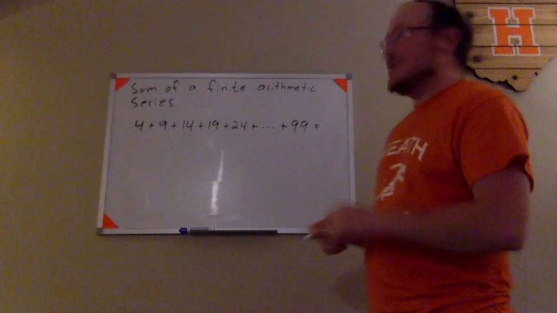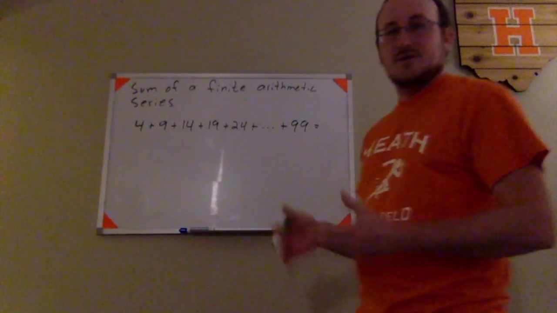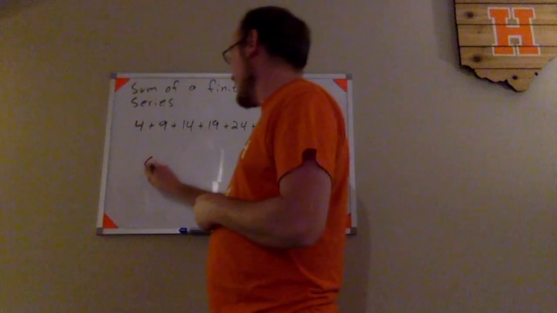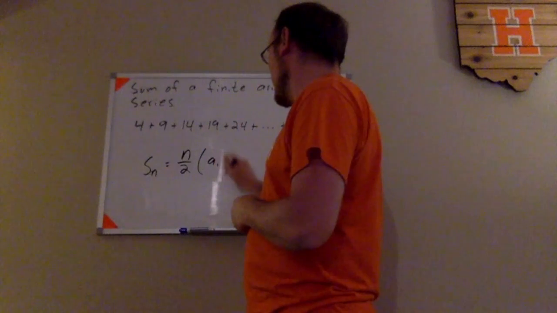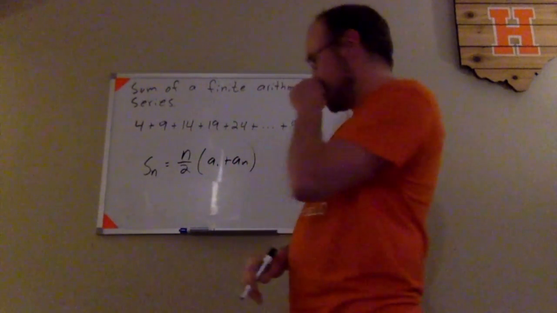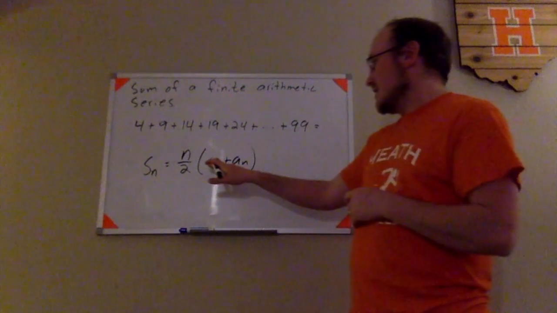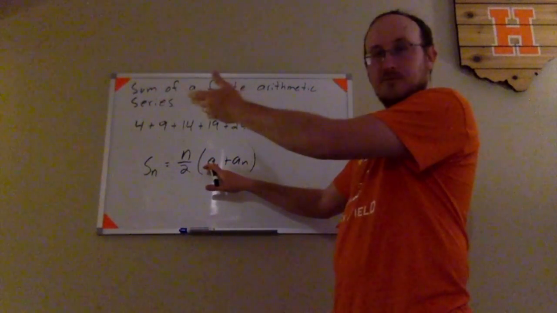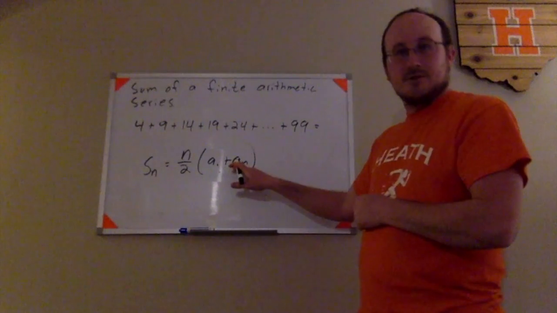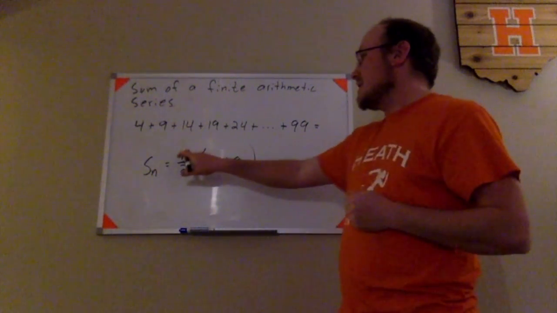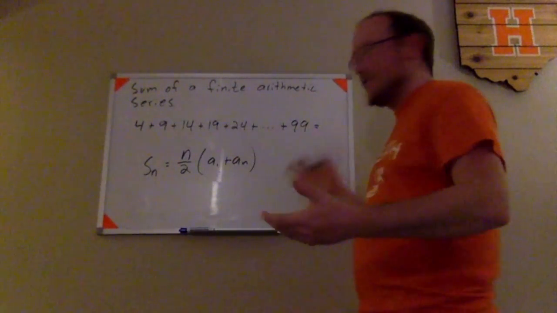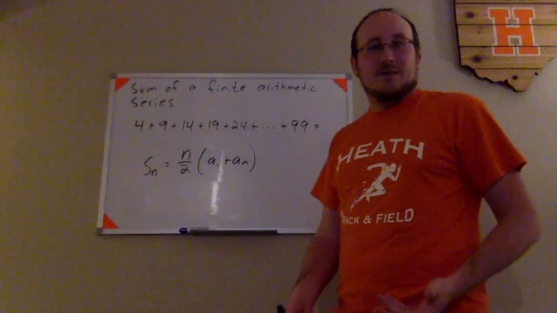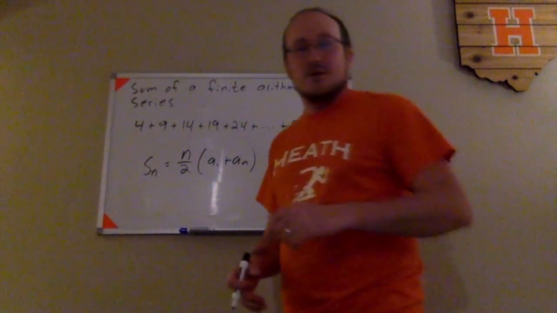So to use our formula for the sum, I'm going to put that formula back up there. We have S sub n is equal to n over 2 times a sub 1 plus a sub n. To find the sum, we need to know the first term, which we do, it's 4. We need to know the nth term, which we do, it's 99. But we need to know the value of n, the number of terms. Since I can't see all of the terms here, I might not know that number, so let me show you a way to find it.